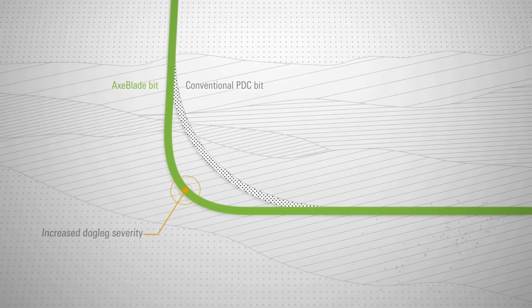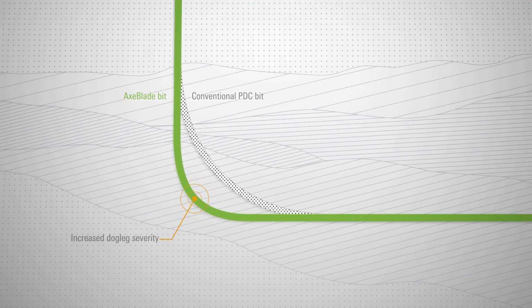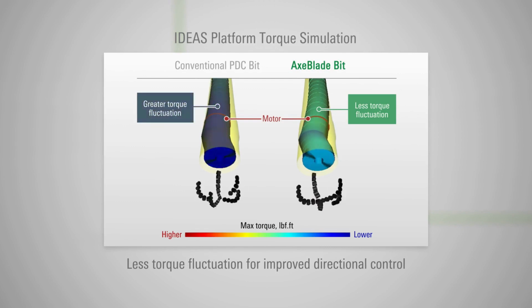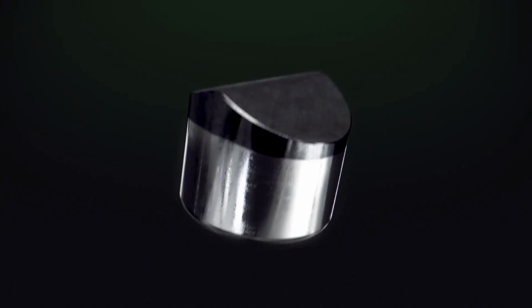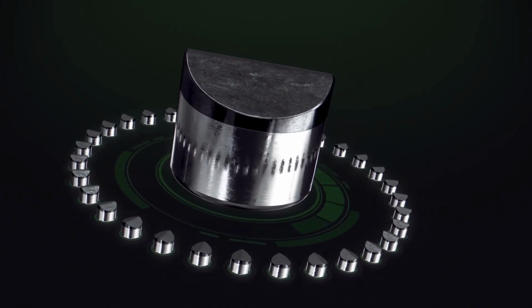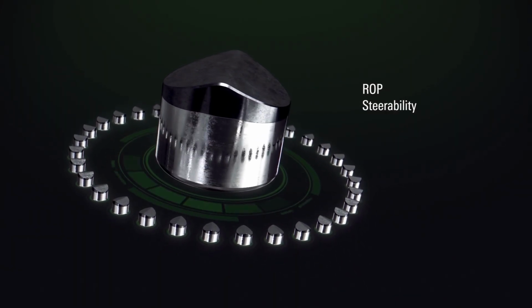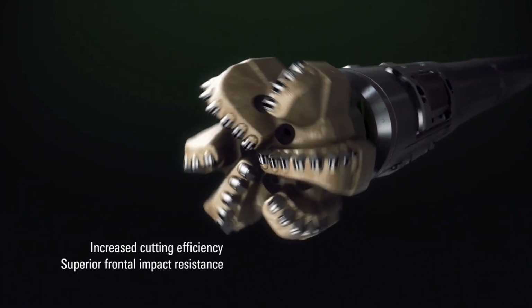The axe blade bit enhances trajectory control in directional applications by reducing torque at the bit for maximum production zone exposure. Torque simulations in the IDEA integrated dynamic design and analysis platform show that the bit generates less overall torque with fewer reactive torque fluctuations for improved steering and ROP. In a wide range of applications, the axe blade bit increases ROP and steerability through increased cutting efficiency and superior frontal impact resistance.